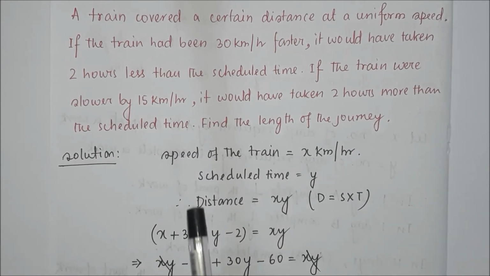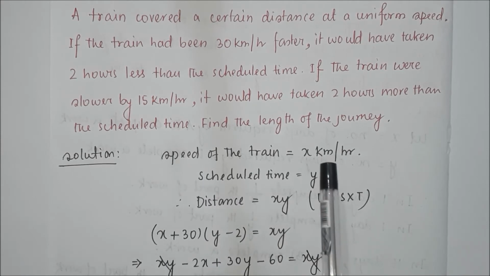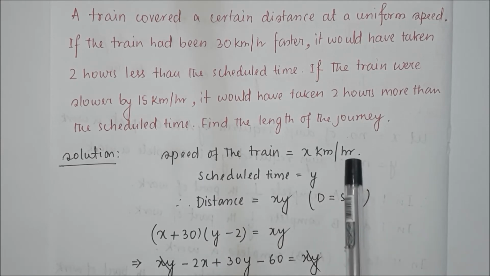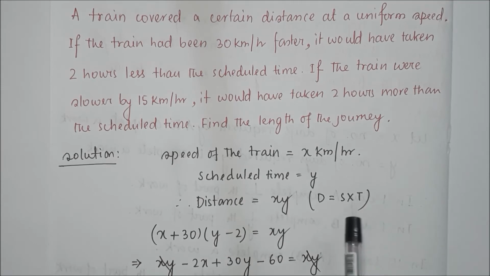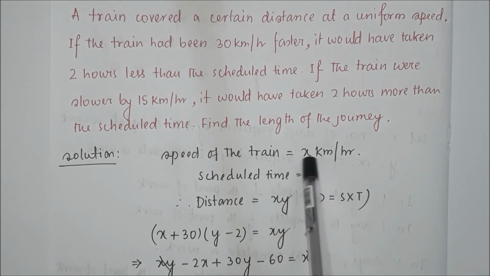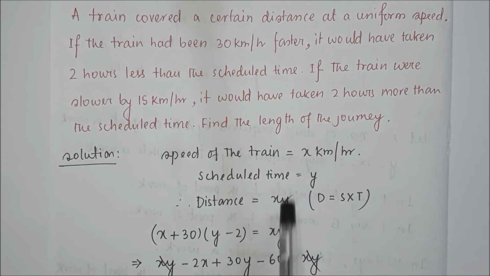So here I assume the speed of the train equals x km per hour and the scheduled time is y. That means it requires y hours to complete the journey. So distance is equal to x into y. The distance formula is speed into time. So speed is x and time is y, so distance is equal to xy. That is our length of the journey.